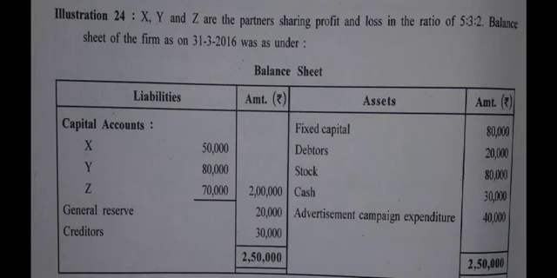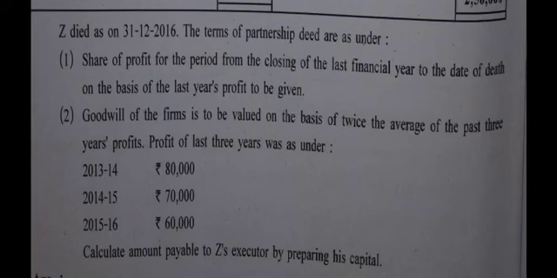Further, you have the adjustments given just below the balance sheet. You can see there are only two adjustments, and they say that Z died as on 31st December 2016. The terms of partnership deed are as under. I request please ignore the sound appearing in background if any. Please concentrate on the sum that we are doing.